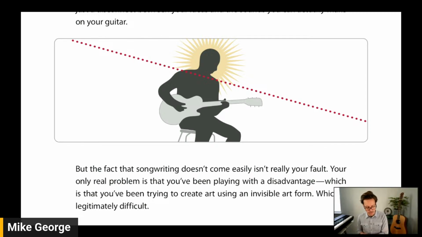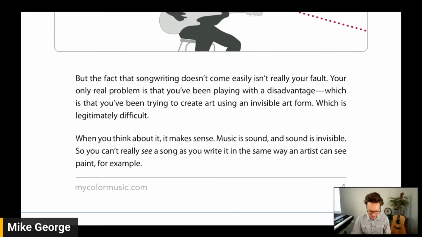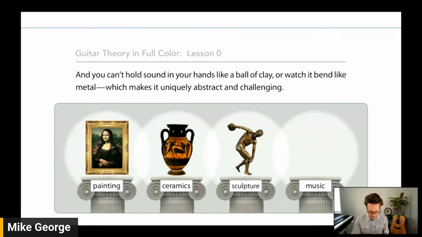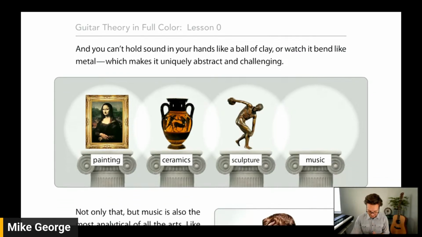Your only real problem is that you've been playing with a disadvantage, which is that you've been trying to create art using an invisible art form, which is legitimately difficult. When you think about it, it makes sense. Music is sound, and sound is invisible. So you can't really see a song as you write it in the same way that an artist can see paint, for example. And you can't hold sound in your hands like a ball of clay or watch it bend like metal, which makes it uniquely abstract and challenging.